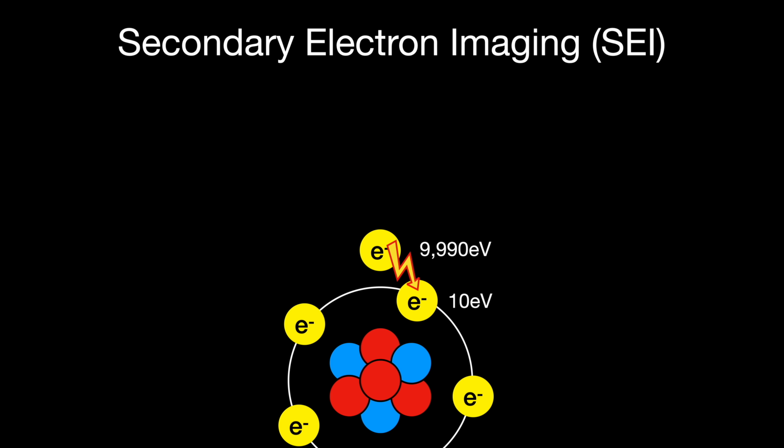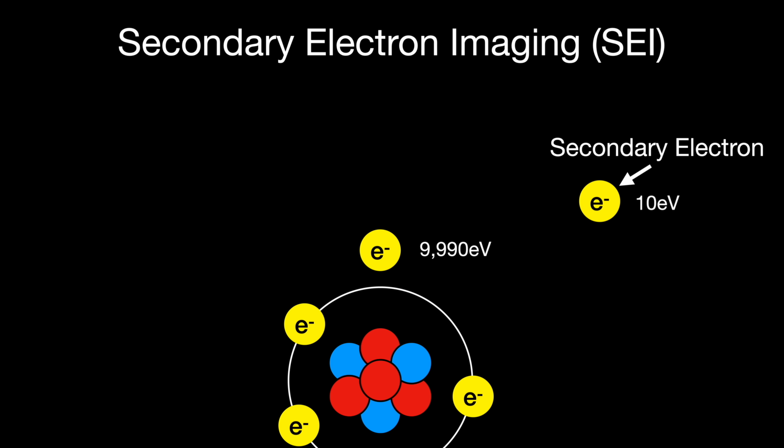This energy, while small compared to the incoming electron, is still more than enough to eject the electron from the atom. We call these low-energy ejected electrons secondary electrons. And to avoid confusion, we call the high-energy incident electrons primary electrons.